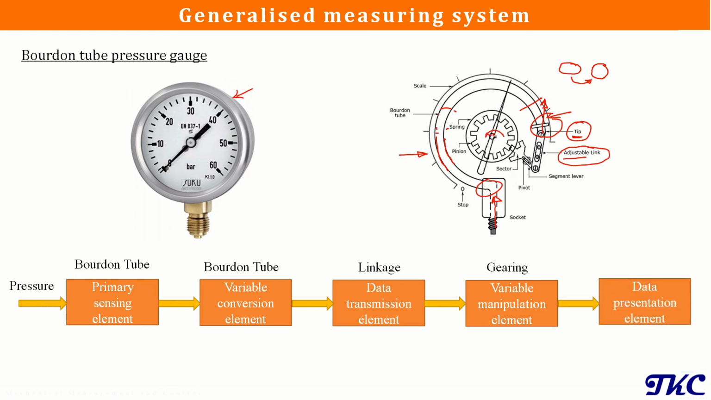Next is the data presentation element. So here of course the data presentation element is the pointer. This pointer is going to indicate the pressure of the fluid that is inside the Bourdon tube, whose pressure we actually want to measure.